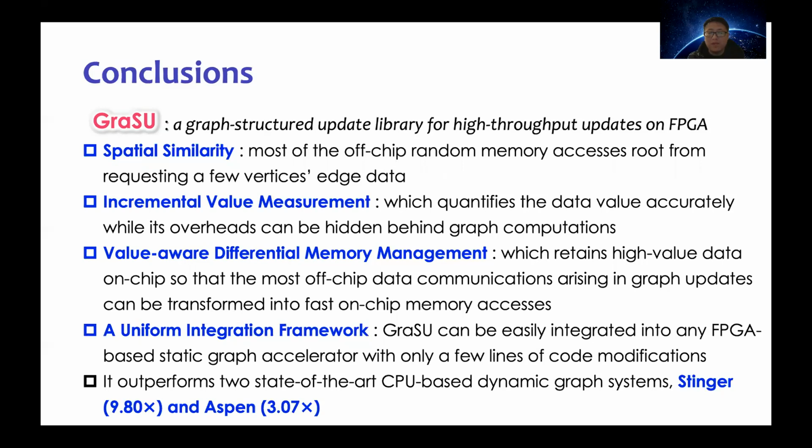The first enables us to quantify the data value accurately, while its overheads can be fully hidden behind the graph computations. The latter explores spatial similarity of graph updates by retaining high-value data on chip so that most off-chip data communications arising in graph updates can be transformed into fast on-chip memory access. Our evaluations show that AccuGraph-D can run much faster than Stinger and Aspen.